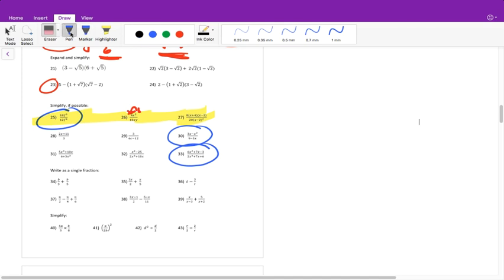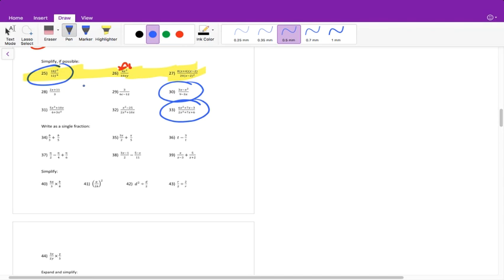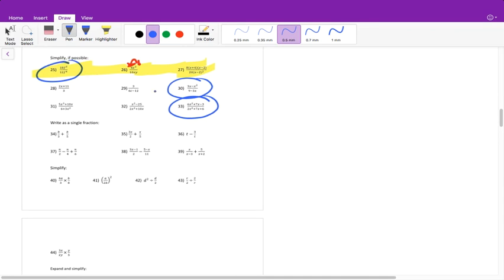All right, so now I'm going to move on to the next set. I'm just going to go through a couple of these. Let's see, I'll go through 34, 37, and 39. All right, so for 34, remember, when we're adding fractions, we need to have common denominators.